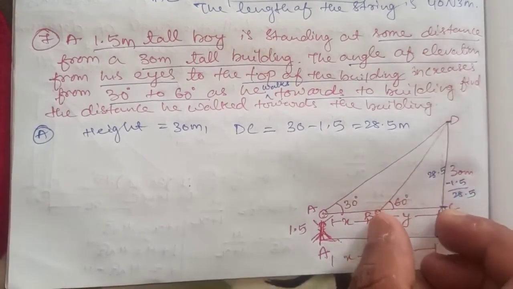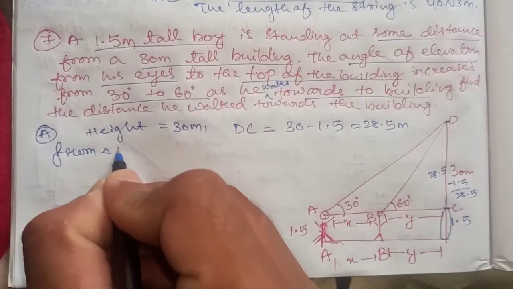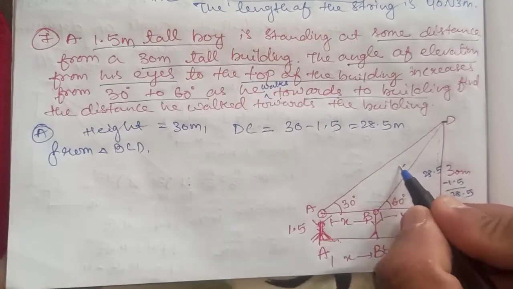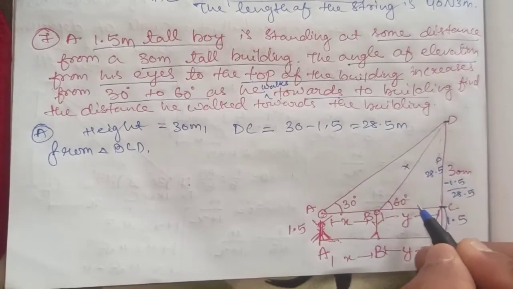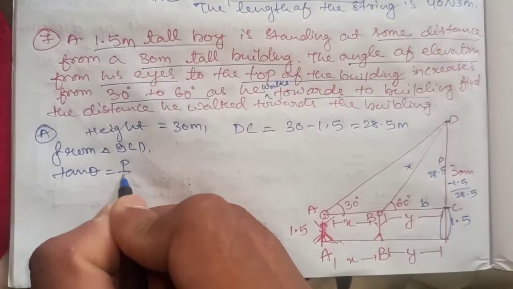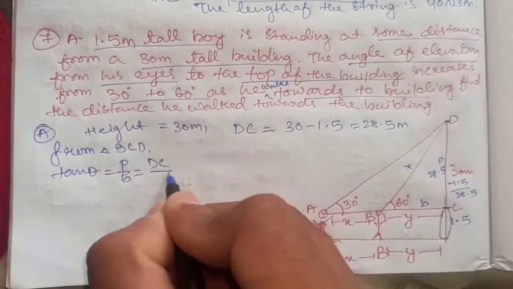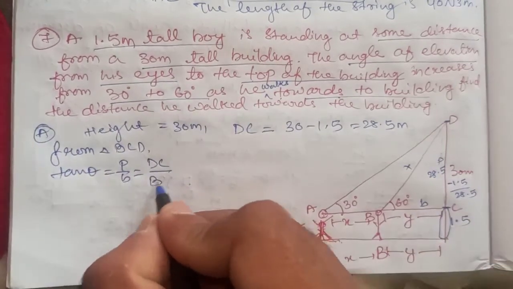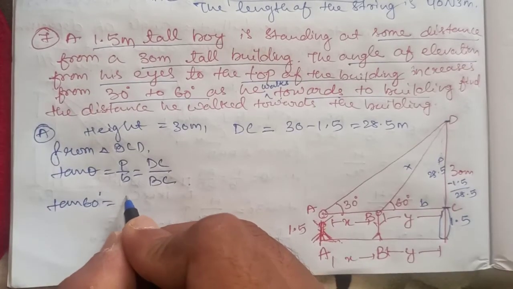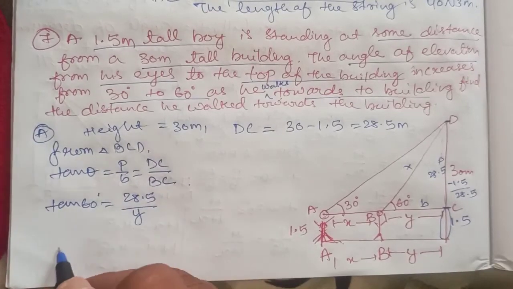Now first of all we will find Y. We will take the smaller triangle, triangle BCD. No need of taking the hypotenuse. Perpendicular we have, base we have to find. So tan theta equals P by B. P is DC and base is BC. Tan 60 degrees: DC is 28.5, BC is Y.